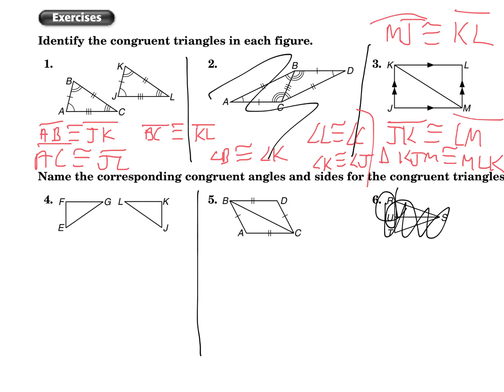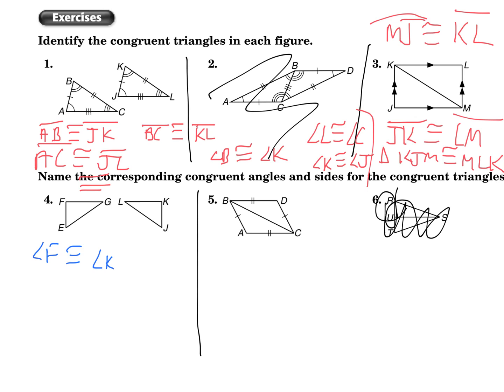So now we're going to name the corresponding congruent angles. These triangles are congruent. They don't say it, but they are. So on the first one, angle F is congruent with angle K because they're corresponding. If you flip that triangle over, they would be on top of each other. So we can write down angle F is congruent to angle K.